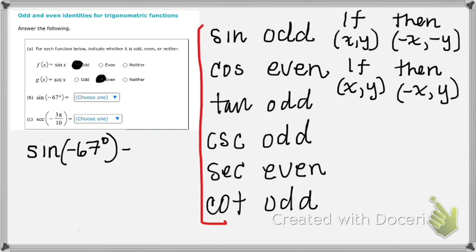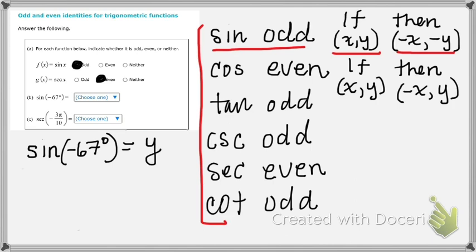I've got the sine. What does the sine of negative 67 equal? Well, I've said over here that the sine function is an odd function, which means that given some x and some y, I'm going to have the opposite of x and the opposite of y. So let's think about that for sine of negative 67 degrees. Let's call the output of the sine of negative 67 degrees y. So there's going to be some output y.